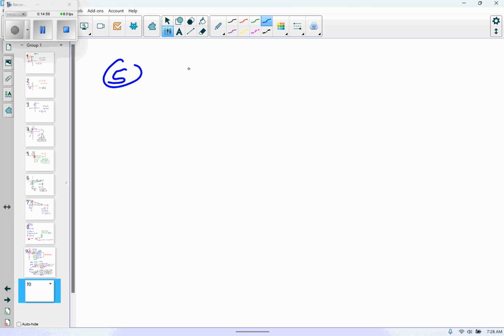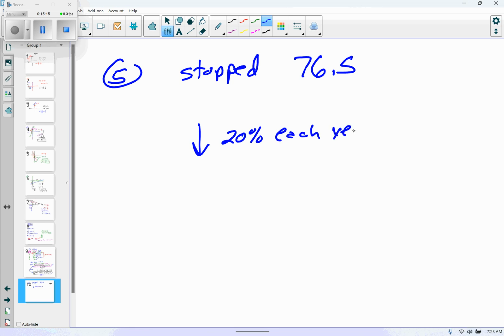So they said they stopped building when they were down to 76.5 acres. They said the population was decreasing by 20% each year. When they started, there was 600 prairie dogs. Okay. So model the prairie dog population over time in years with the beginning population.